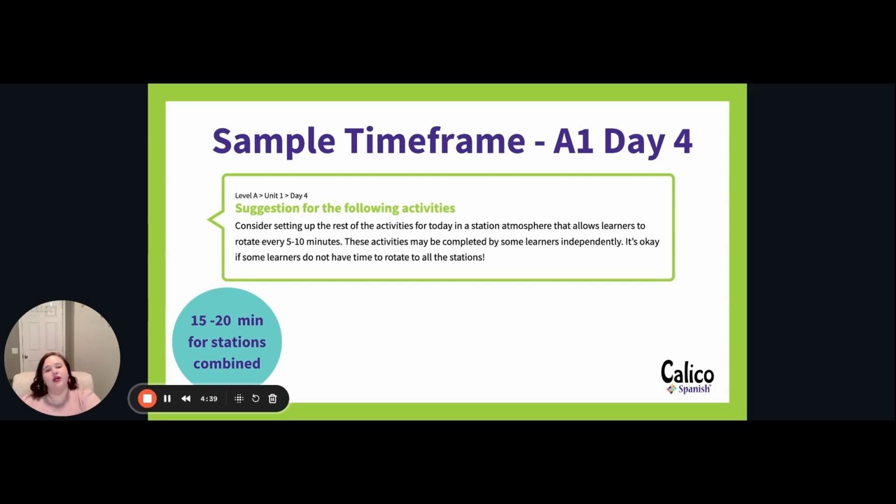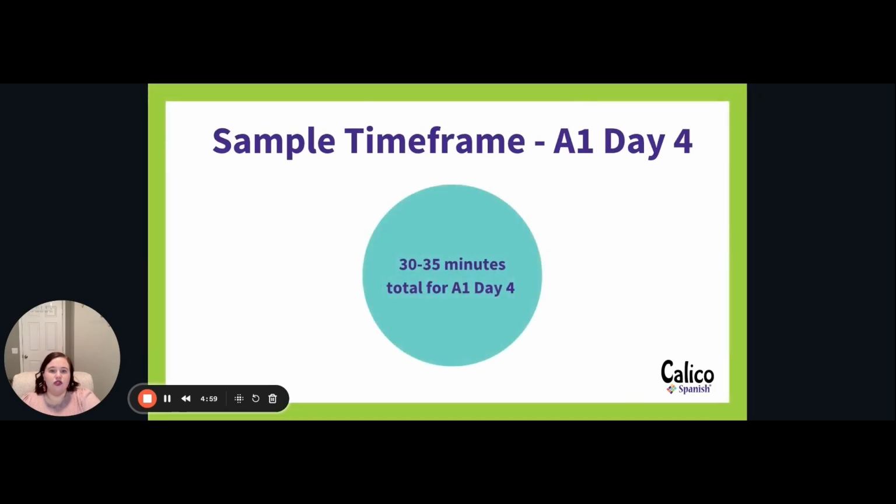So the stations here include sorting objects by color, playing an interactive game, and completing an activity sheet. The goal is to choose and complete the stations that will best help your learners achieve and identify and describe something as blue that's age appropriate and it fits into your time frame. So the total time needed to complete this lesson plan as written is about 30 to 35 minutes.